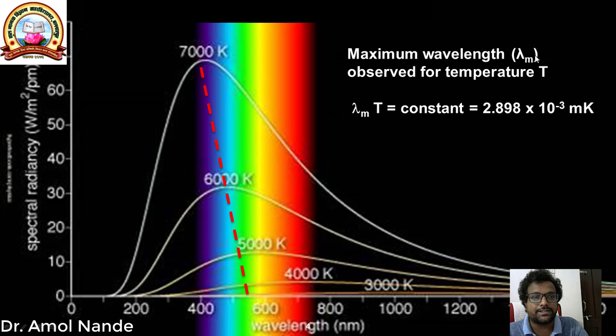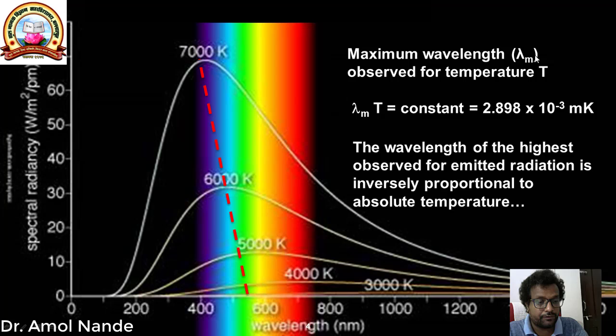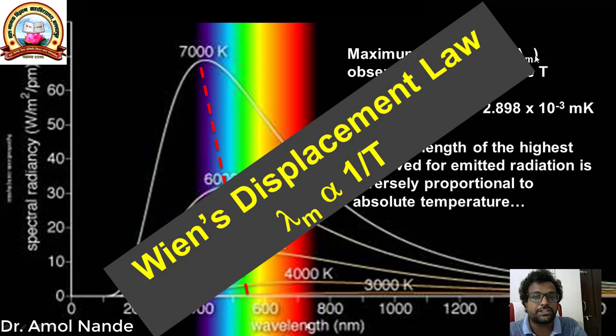The product of these two things is always constant, or otherwise you can say that the maximum wavelength is inversely proportional to the temperature. If the temperature is more, it is shifted towards lower wavelength. So that is what I said. The wavelength of the highest emitted radiation is inversely proportional to absolute temperature, and that is nothing but Wien's displacement law.